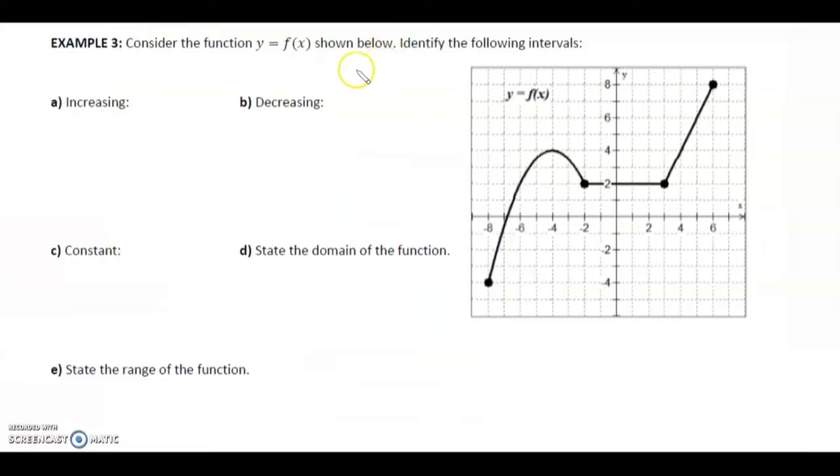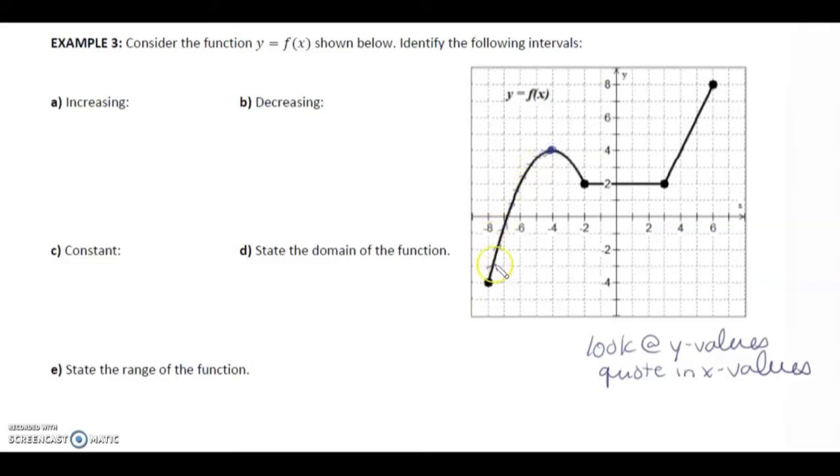So let's consider the following function. The function over here, y equals f at x, shown on the graph. Identify the following intervals. So where is this graph increasing? Remember we look at y values but quote in x values. So we are increasing all the way up to here.